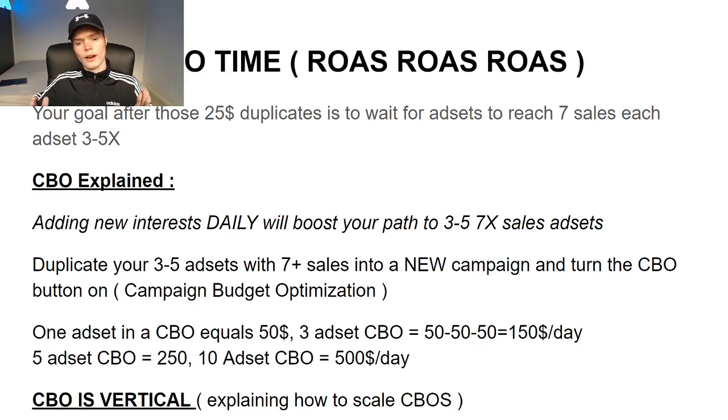Your goal after those $25 duplicates is to wait for each ad set to reach 7 sales. The 3 to 5. That means when I have 3 to 5 ad sets that have made 7 sales plus. And now I'm going to explain what a CBO is. A CBO is a feature on Facebook. It means campaign budget optimization.